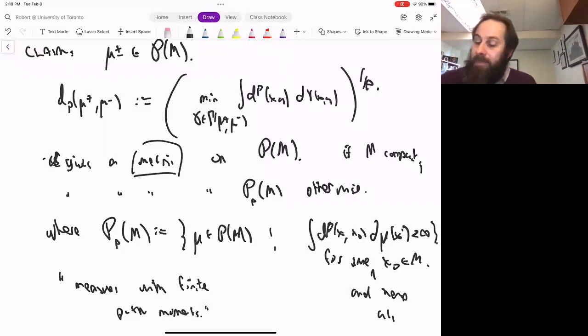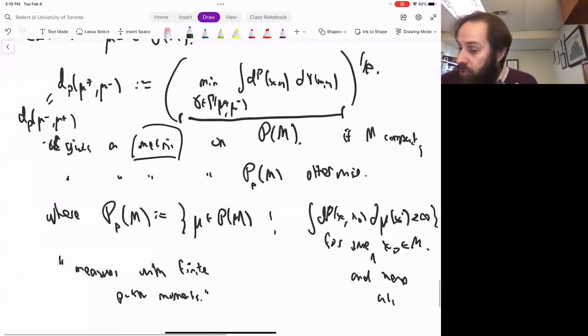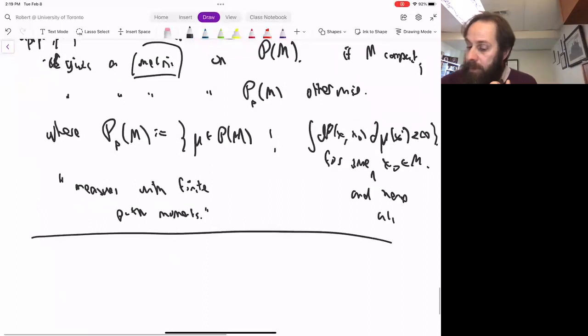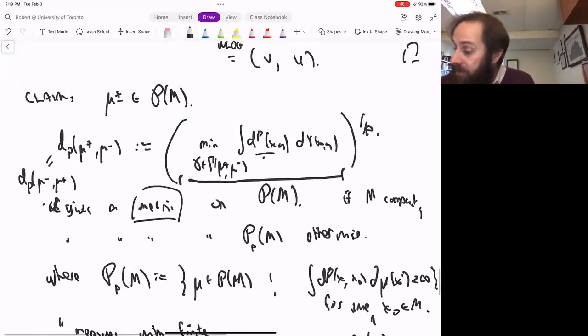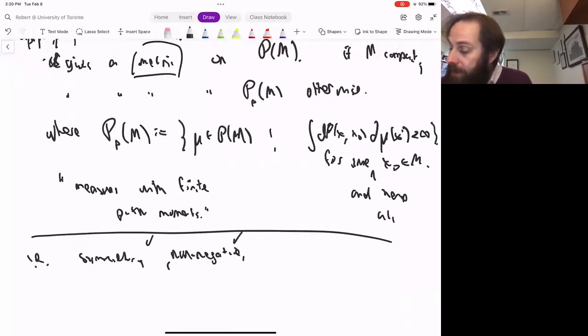Right, it should be symmetric. In other words, dp should be d mu minus mu plus. And that's pretty clear because this whole definition is symmetric. It's also clear it's non-negative because this is non-negative. So these two are obvious.